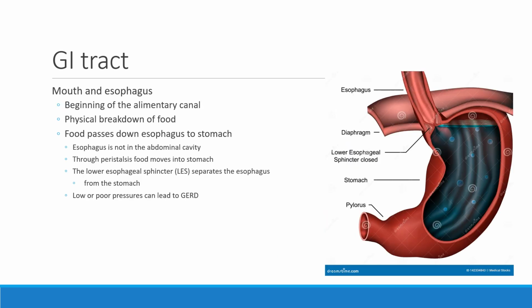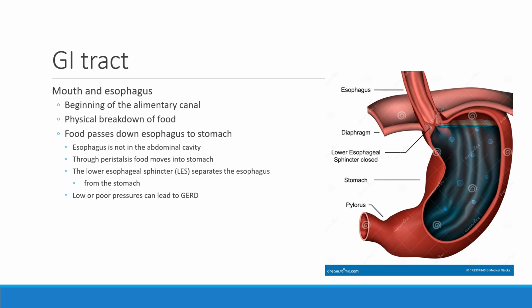So the mouth and the esophagus begin the alimentary canal. We have intake of food, we chew our food, and then physically we start breaking it down. Food passes down the esophagus into the stomach. The esophagus is actually not in the abdominal cavity, as that is above the level of the diaphragm. So remember, in the previous slides, we talked about the abdomen being below the level of the diaphragm.